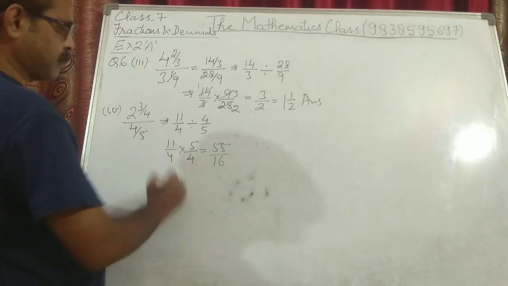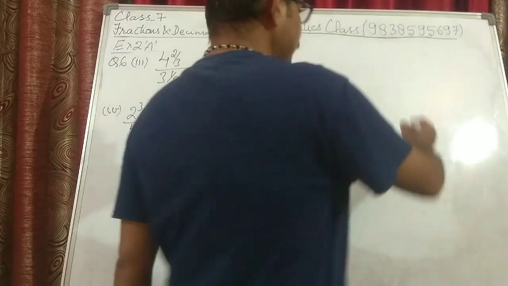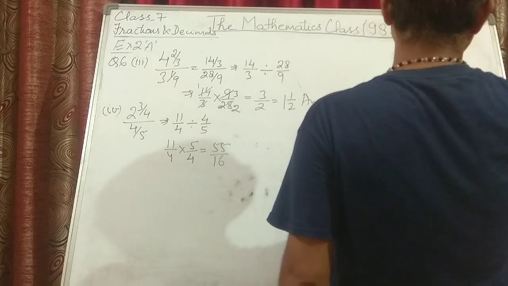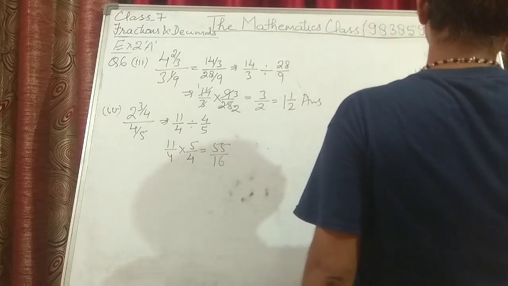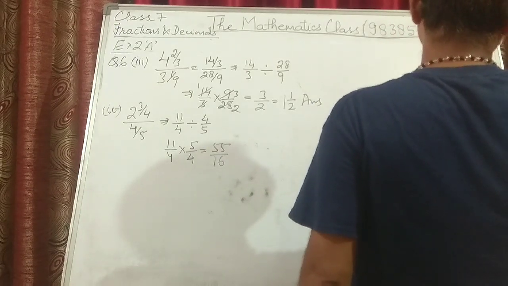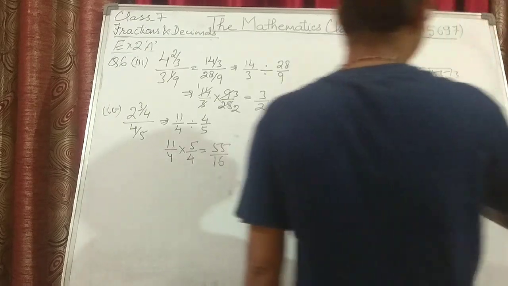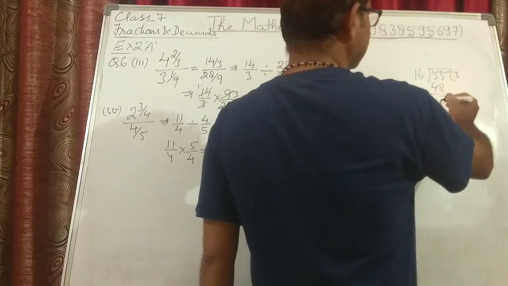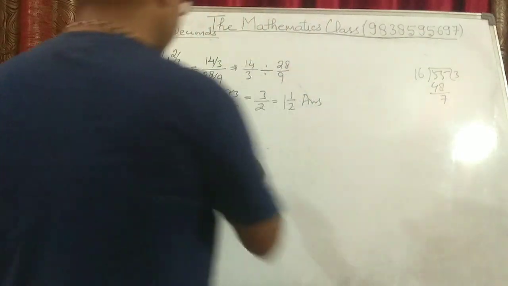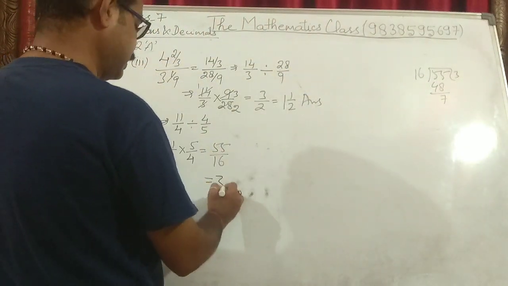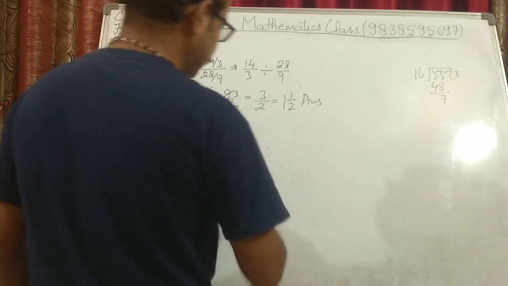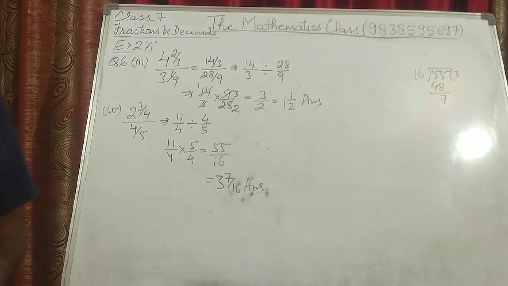Now because there are no common factors, we will divide 55 by 16. 16 threes are 48. 55 minus 48, 7 is left. So what is there? It can be written as 3 whole 7 upon 16, and that is the final value.